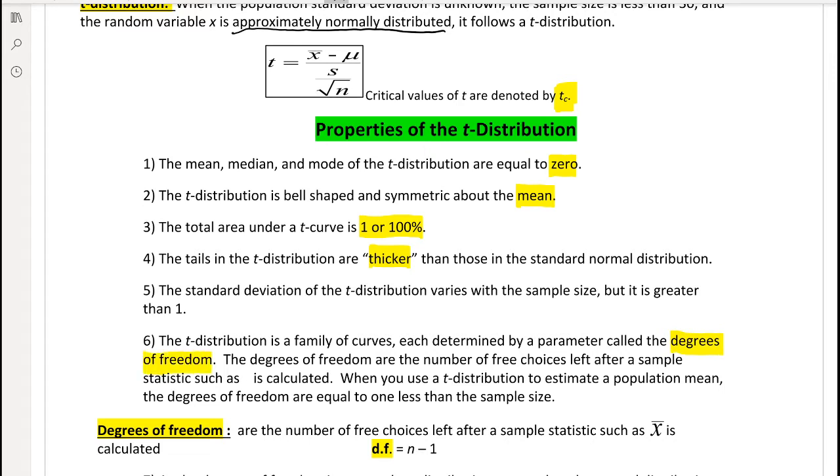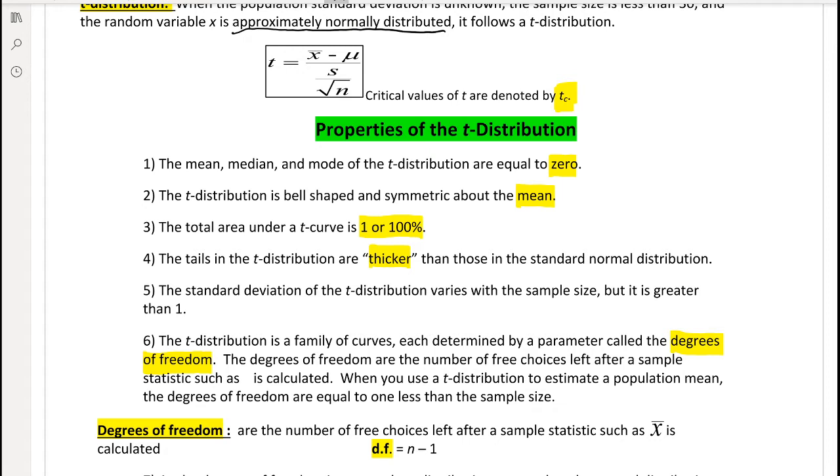Degrees of freedom are the number of free choices left after a sample statistic such as the mean is calculated. When you use a t-distribution to estimate a population mean, the degrees of freedom are equal to 1 less than the sample size. To keep it simple, basically, when you're doing a t-chart or a t-distribution, you need this number. You need this degrees of freedom, right? This df right here.